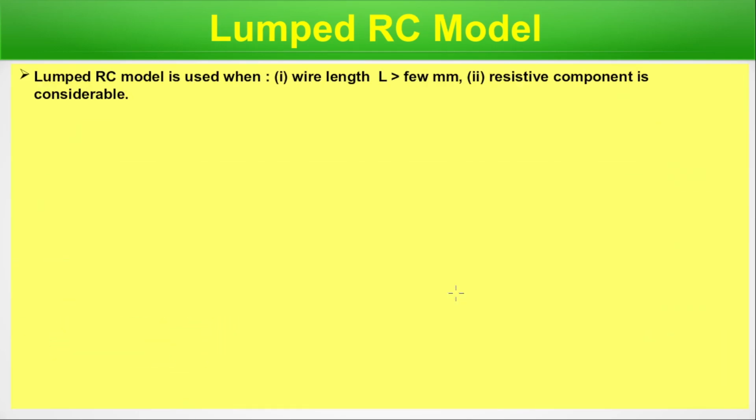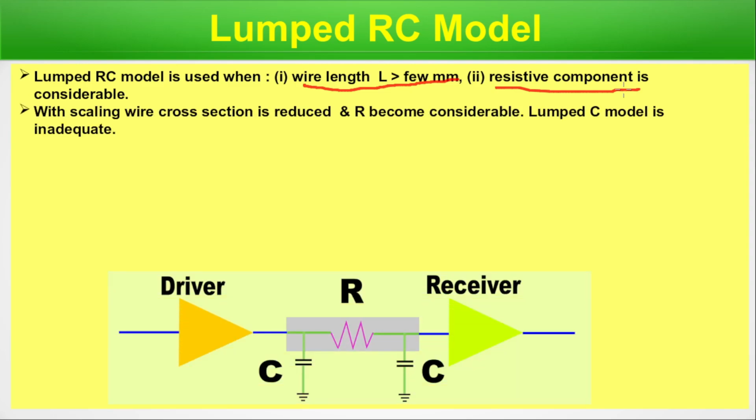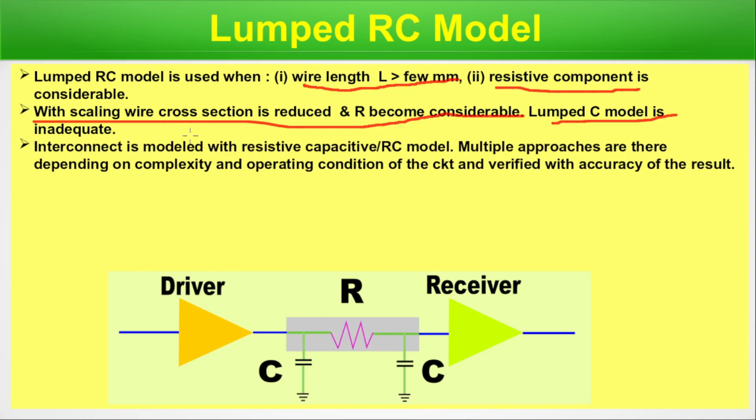Lumped RC model. The lumped RC model is used when wire length L is greater than a few millimeters and the resistive component is considerable. With scaling, the cross section is reduced and R becomes considerable. The lumped C model is inadequate because its assumption was that R is small. If R is increasing, then R is also becoming a considerable and dominant factor, so we cannot use the lumped C model there. Now the interconnect is modeled with a resistive-capacitive, or RC, model.